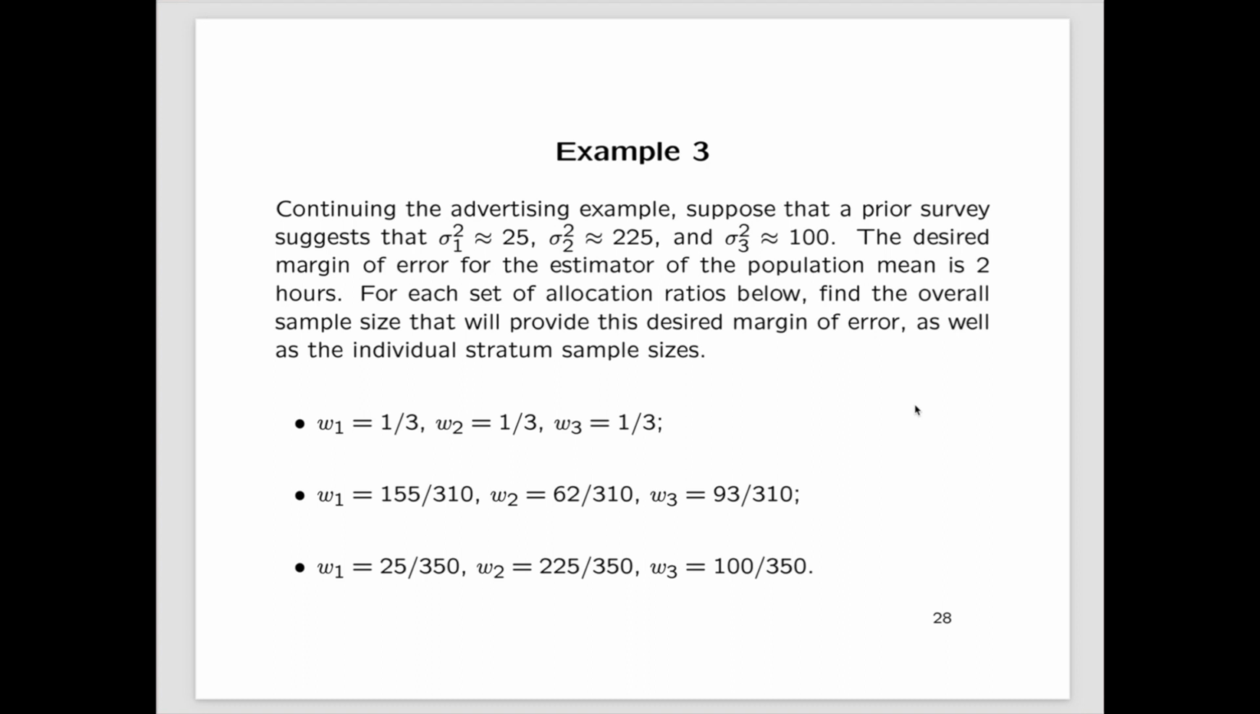For each set of allocation ratios given below, find the overall sample size that will provide this desired margin of error as well as the individual stratum sample sizes. So we have 3 sets of allocation ratios here. The first essentially gets 1/3 of the overall sample from each of the 3 strata. In the second set, the allocation ratios are equal to the proportional size of the strata across the entire population.